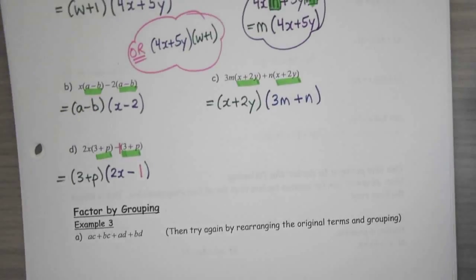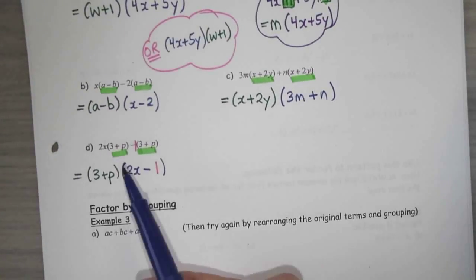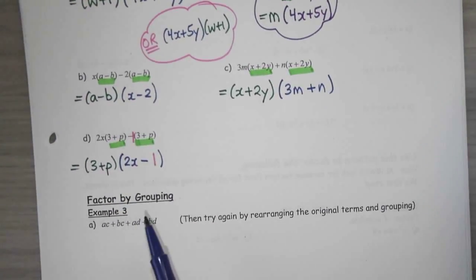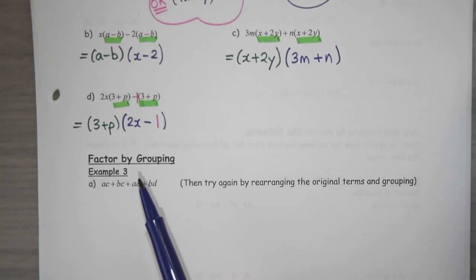Okay. So that is common binomial factoring. So I already set them up. I put the binomial there, and you're just going to grab it and take it out.